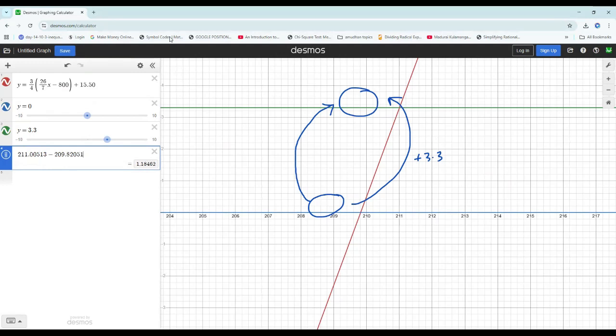That is how much the value of x is increased, which is 1.18462. According to the instruction, we have to round this value to the nearest hundredth. When I round this value to the nearest hundredth, I am getting 1.18. That is, when the temperature in degrees Tote is increased by 3.3, then the temperature in degrees Celsius is increased by about 1.18.